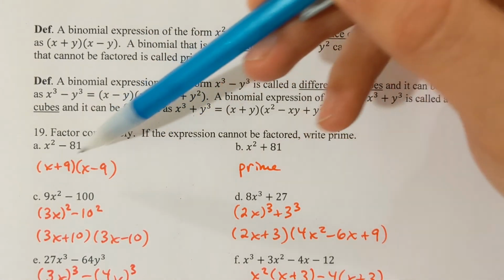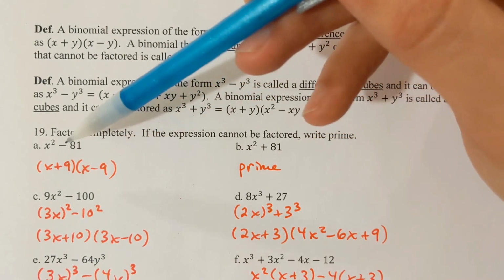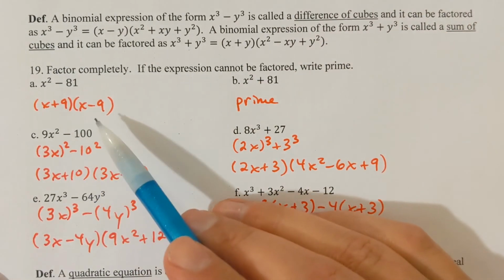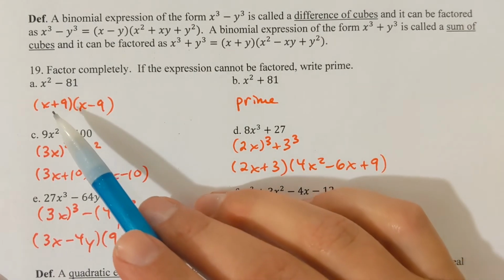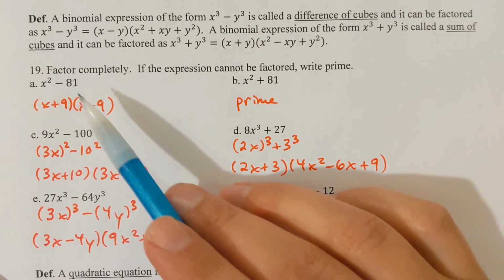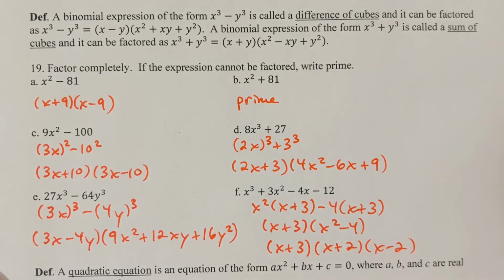I want the signs to alternate. That way when I FOIL this back, that middle term goes to 0. And of course I can check by FOILing. Right? x times x is x squared. Negative 9x plus 9x is 0 in the middle. And then 9 times negative 9 is negative 81 at the end.